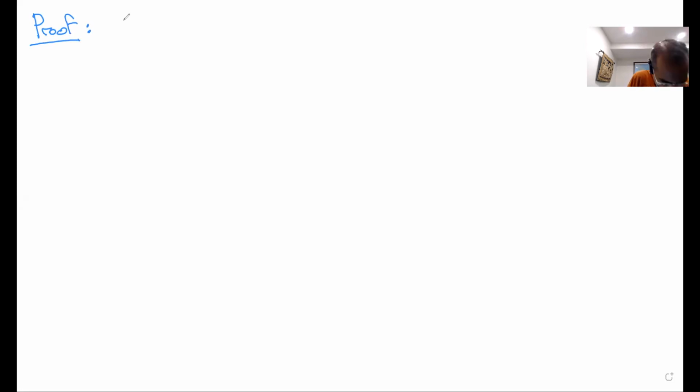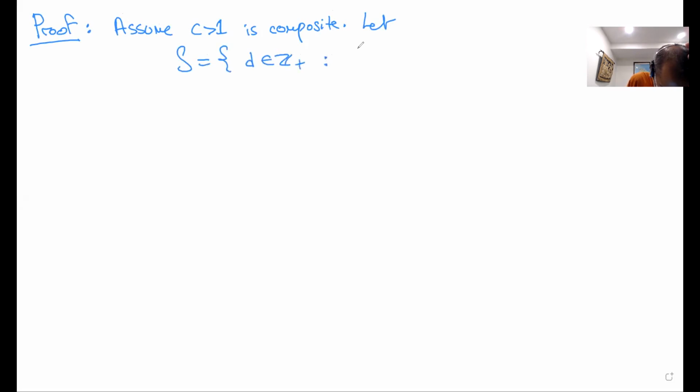So suppose C is composite. Assume C greater than 1 is composite. The key now is I'm going to look at the set of all divisors of C. Let S be the set of all positive integers D such that D divides C, and D is strictly bigger than 1. We don't want 1, it's kind of a boring divisor here.